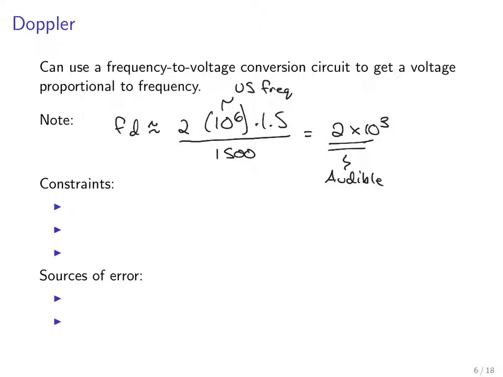And also laser, in addition to ultrasound, laser is also often used to make Doppler measurements. Okay, so some constraints. One is that what we get here is the average velocity of the red blood cells. And so you really have to know the diameter of the vessel in order to infer flow.